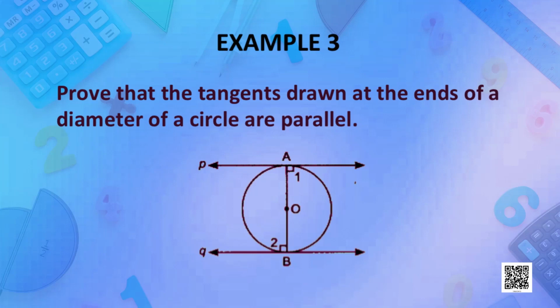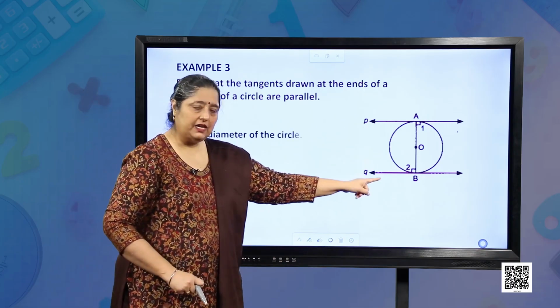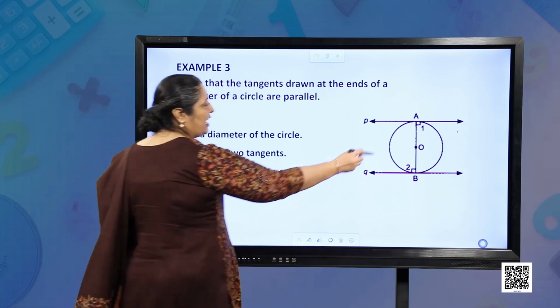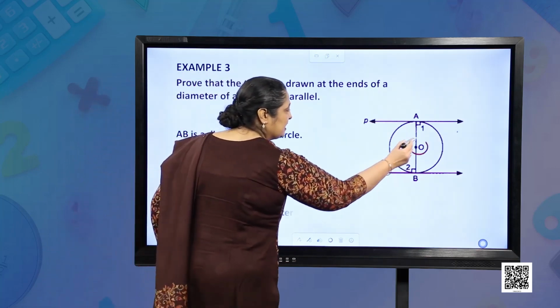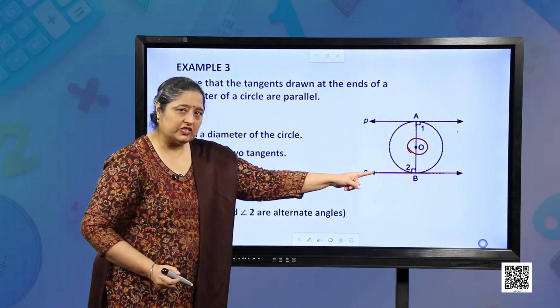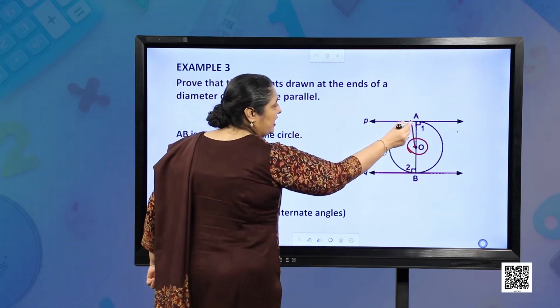Let us move forward. Example number 3. Prove that tangents drawn at the end of the diameter of the circle are parallel. Here you can see the circle. We have two tangents P and Q. So, we have a circle where the diameter is AB, center is O, and P and Q are the two tangents. Now, OA is the radius.